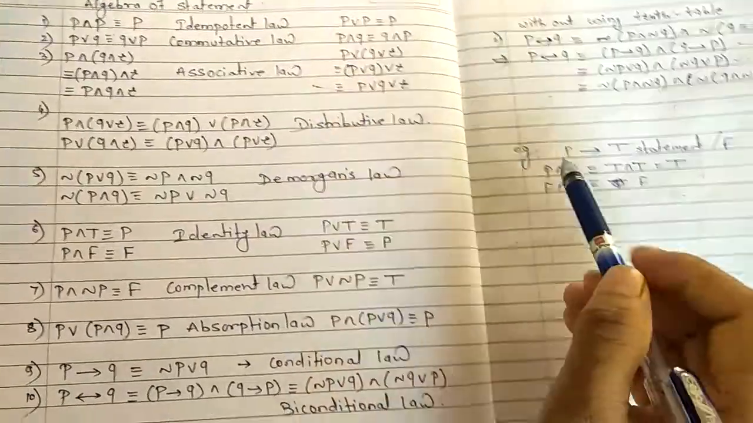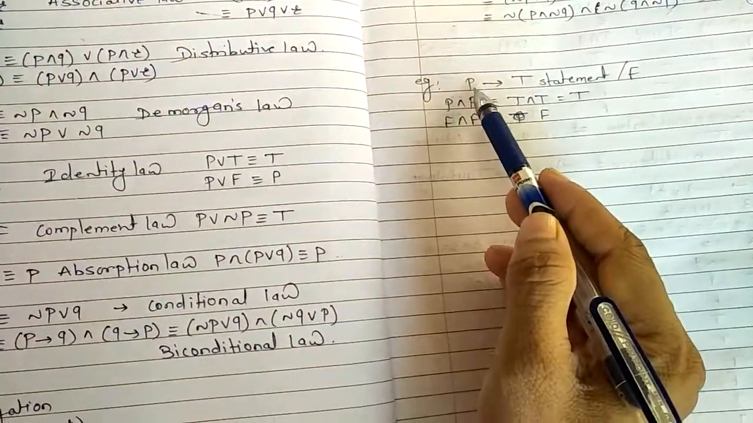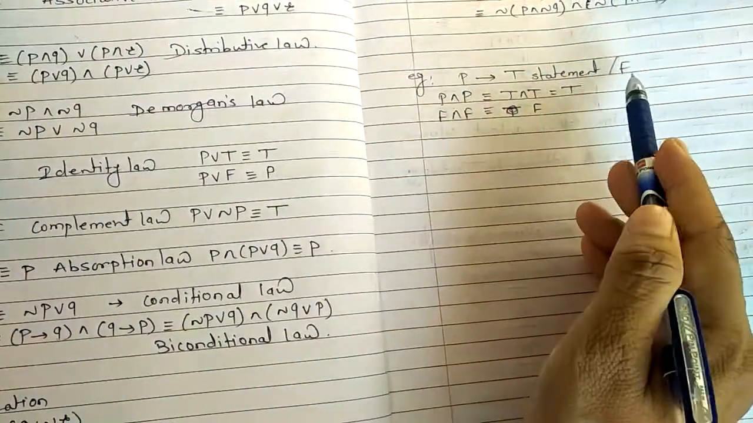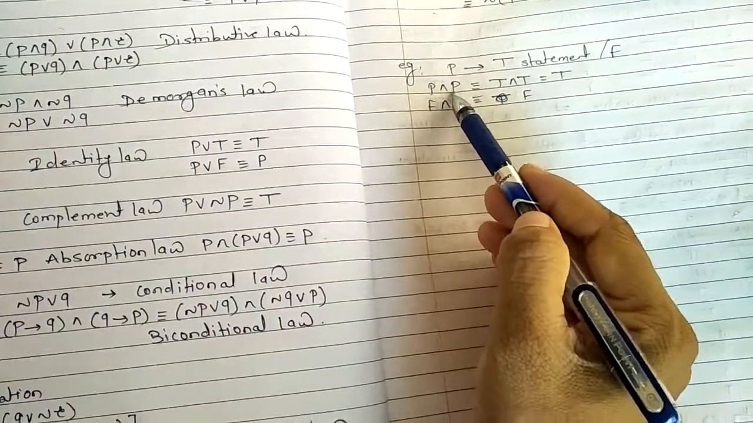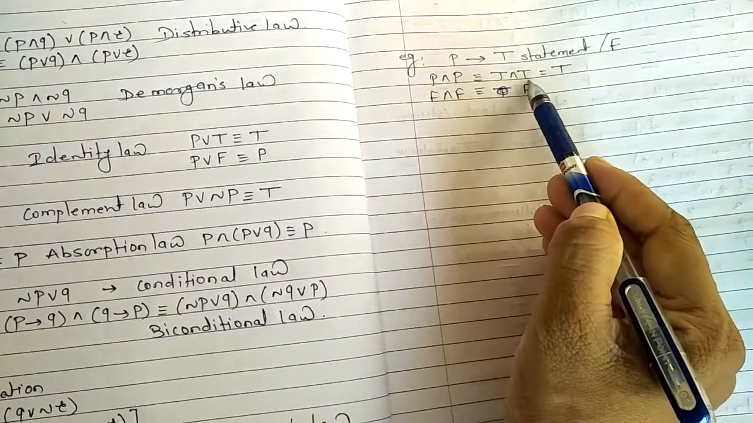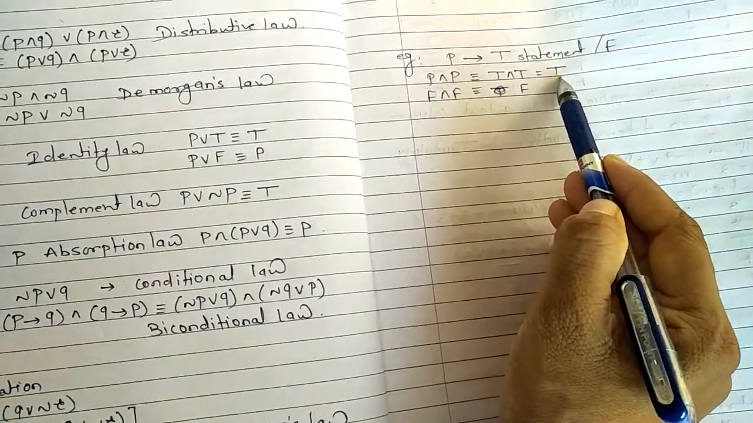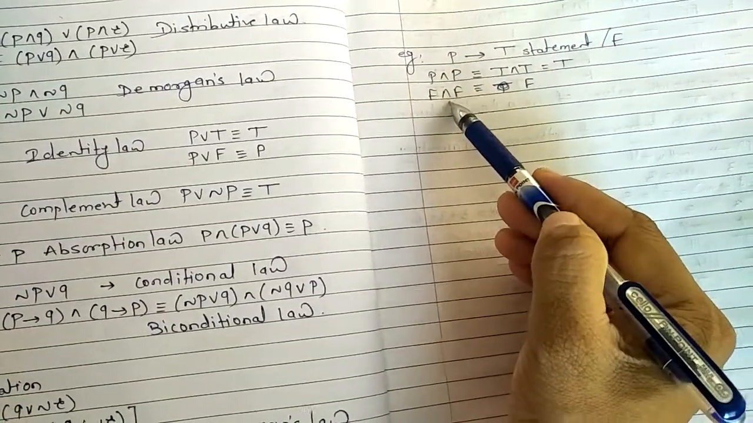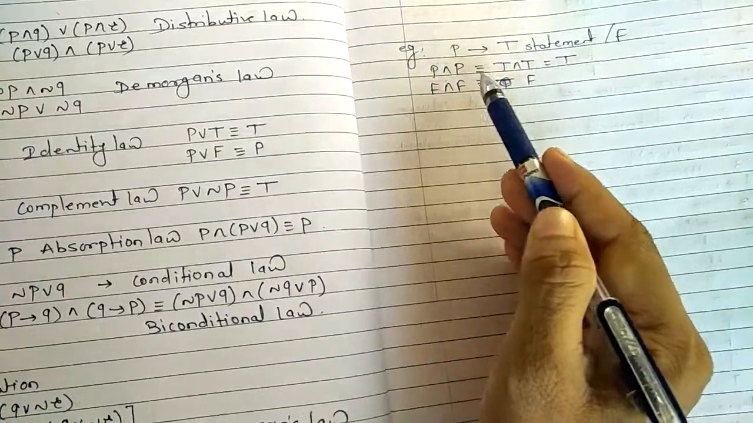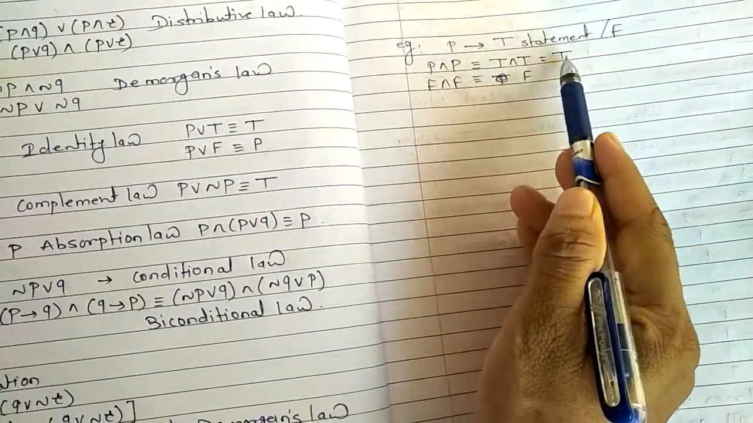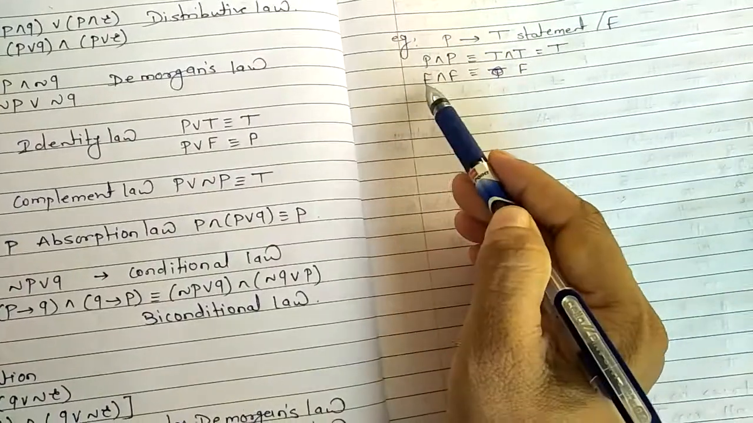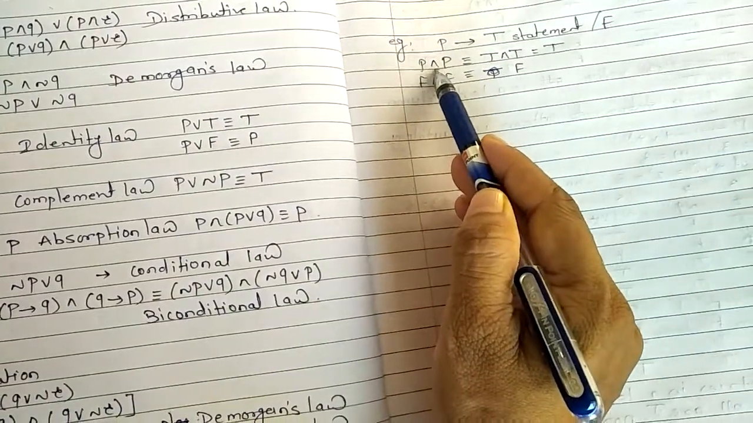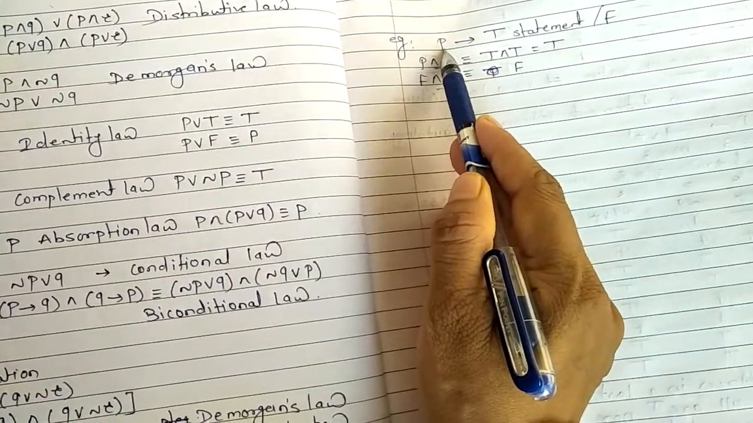Let us see an example. Let us consider that statement P is either true or false. First, consider it is true. So P and P means T and T, and yes, T and T is true. Now let it be F. So F and F is F. That means if P is true, then the result is true. If P is false, then it is false. That means its value depends upon the value of statement P.